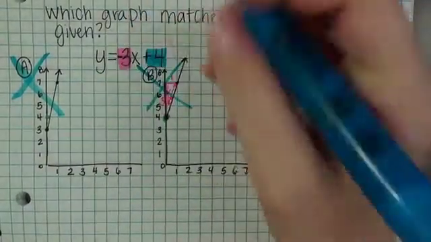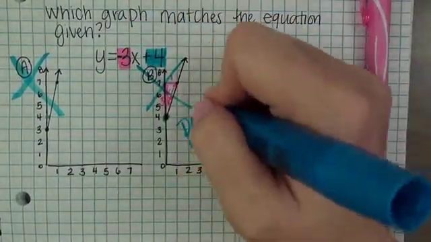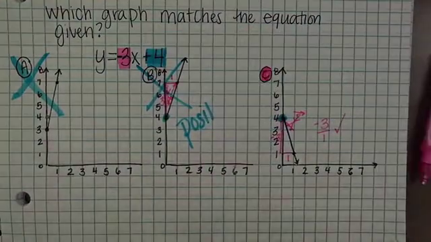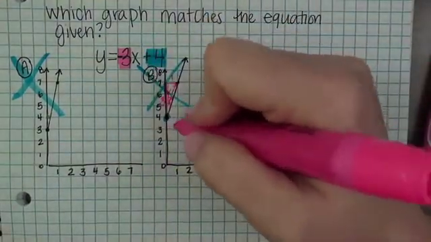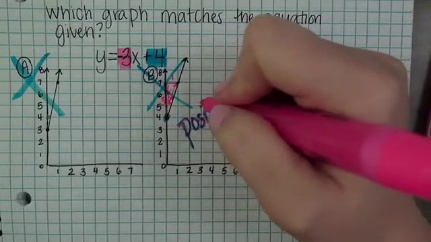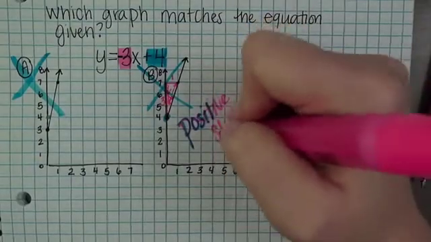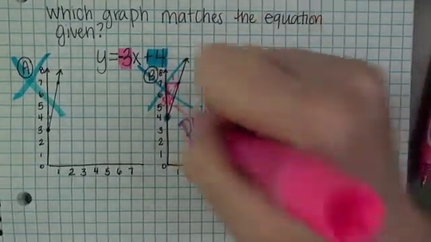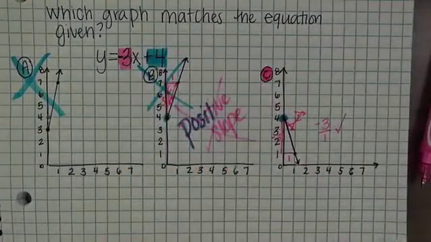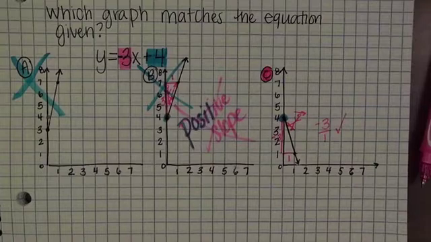This one is, I should have written that in pink, sorry, positive slope. And we wanted negative slope, so that's why that one's out. Okay, so hopefully that helped you guys with the equation, and then there will be practice for you to complete.